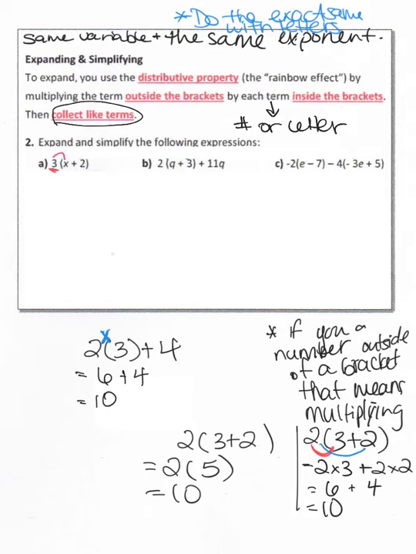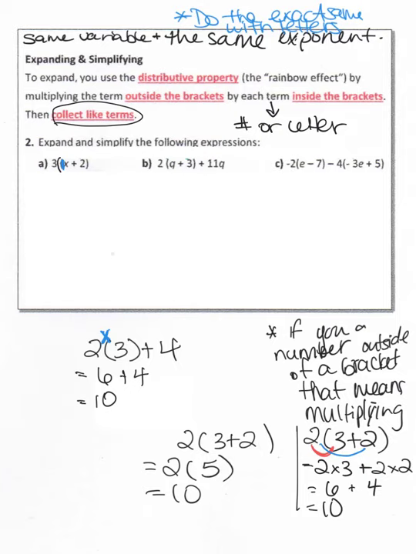Now, I know what you're thinking. You're thinking, Miss C, how am I supposed to multiply my letters? So remember here that I have that invisible 1 in front of my X. Do you guys remember that? I'm just going to throw that bracket back in. So I have an invisible 1 in front of my X here, so that's really 1X.